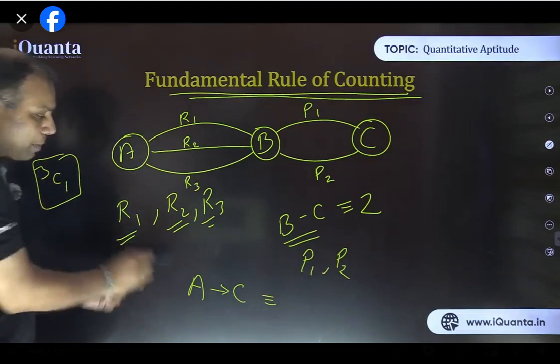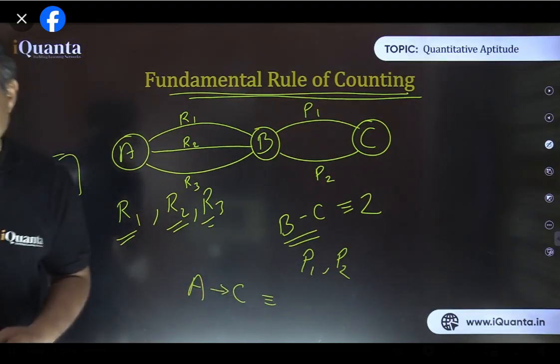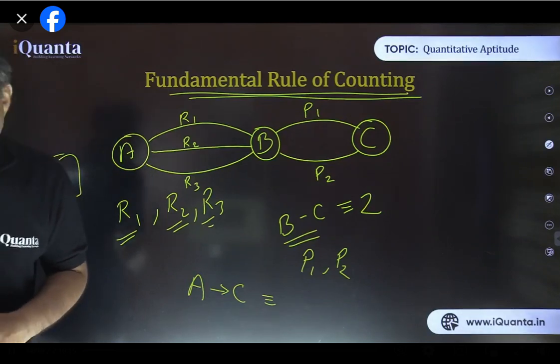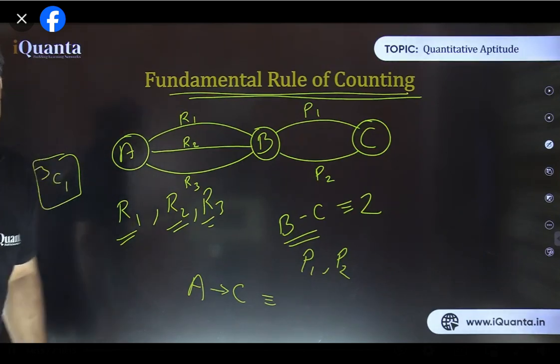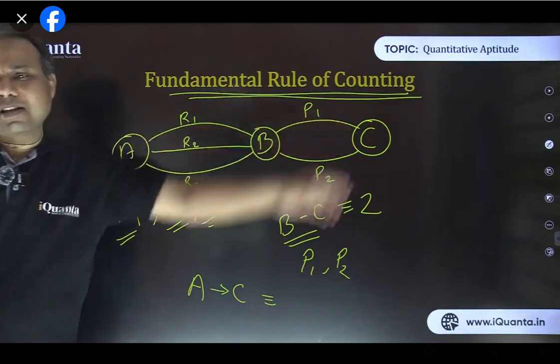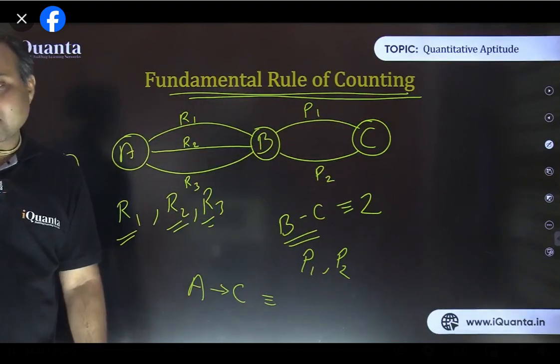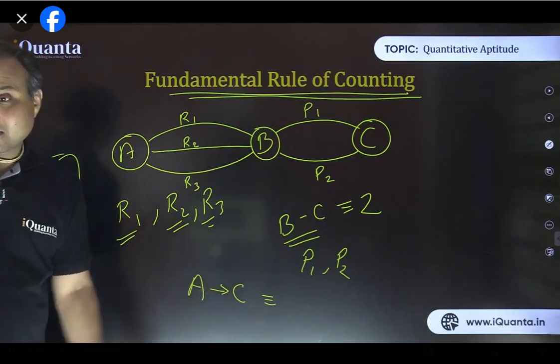Remember, I need to start from A and I need to reach C. That is my target. Priyanka, please write. What are those 5 ways? Rishabh has written R1, R2, R3, P1, P2. Rishabh, please listen. By using R1, can I reach C? No, R1 is not a way. I need to reach C.